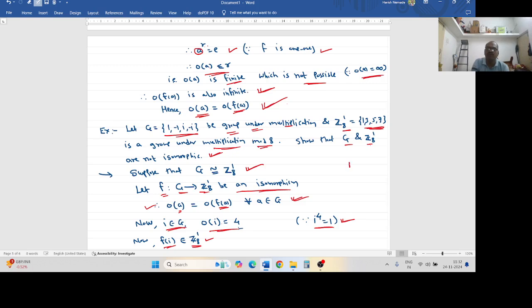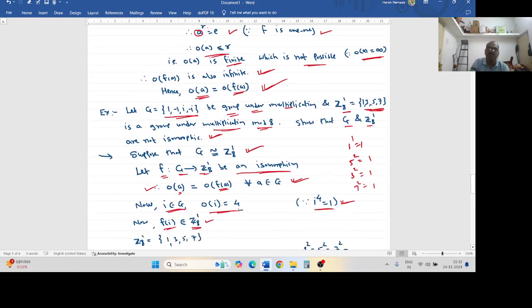प्रत्येकाची ऑर्डर जर बघितली तुम्ही, 1 ची ऑर्डर आहे 1, 5 ची ऑर्डर 5 स्क्वेअर म्हणजे 25 मॉड्युलो 8 it is 1. 3 ची ऑर्डर 2, बरोबर आहे, कारण की 3 चा वर्ग किती 9, मॉड्युलो 8 it is 1. आणि 7 ची ऑर्डर पण 2 आहे, कारण की 7 7 49 मॉड्युलो 8 it is 1. प्रत्येकाची ऑर्डर 2 आहे, एक सोडला तर, म्हणजे कुठल्याच एलिमेंटची ऑर्डर 4 नाही आहे Z dash मध्ये.